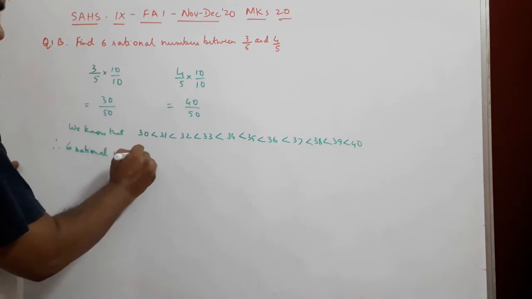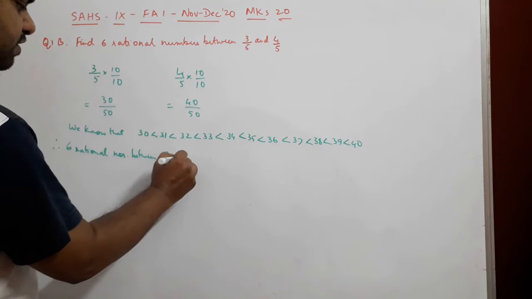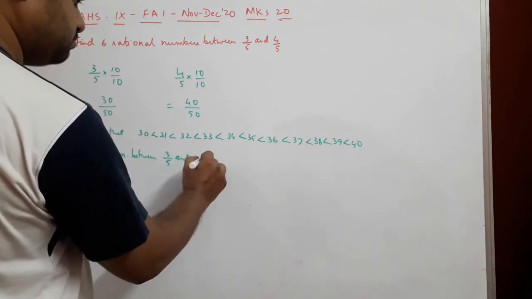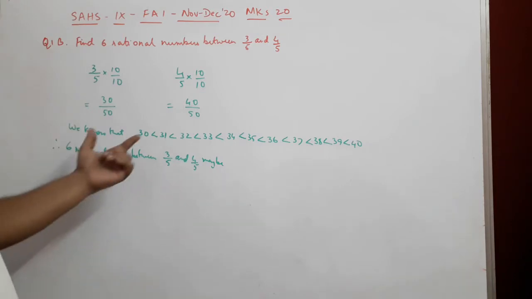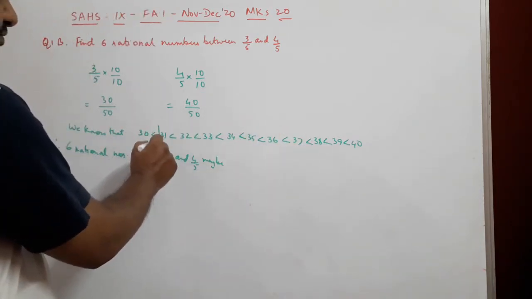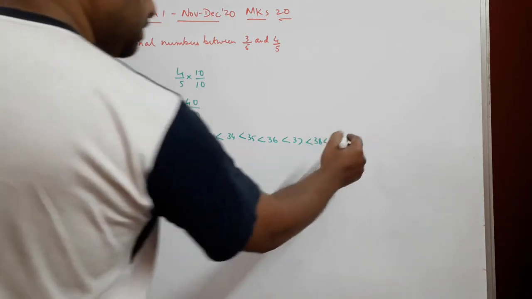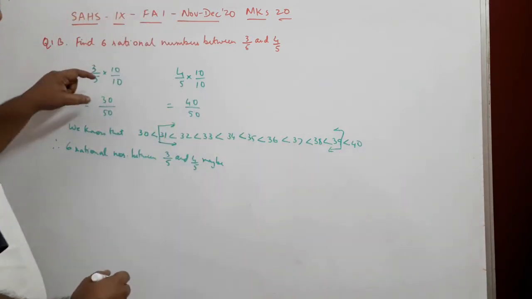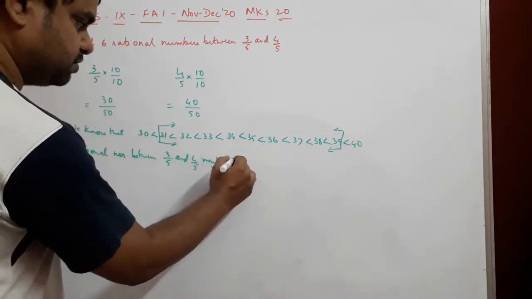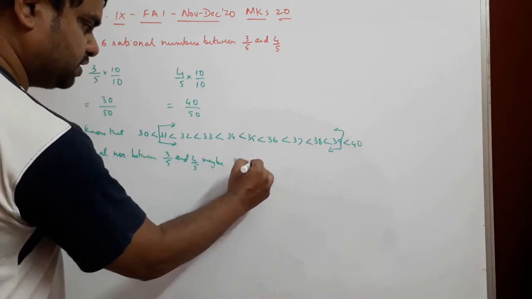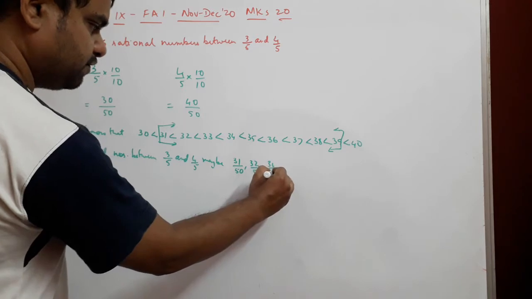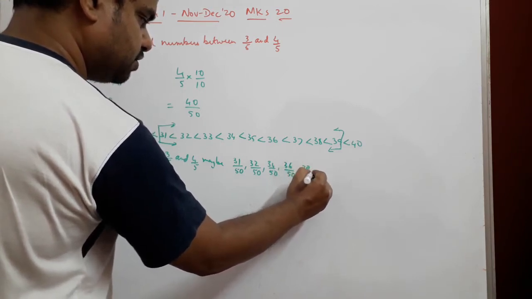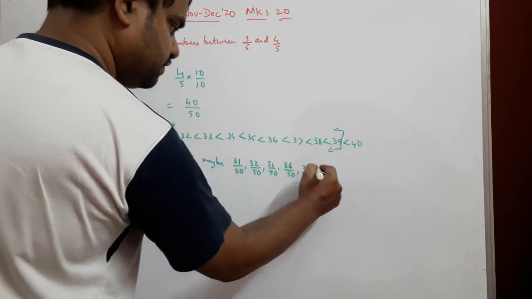between 3 upon 5 and 4 upon 5 are, or maybe, well, the reason I'm using maybe is because you have the liberty to choose any number from here right up till here, because we are asked for numbers between 30 and 40. All these numbers are in this form. Let me choose some numbers: 31 upon 50, 32 upon 50, 34 upon 50, 36 upon 50, 38 upon 50. We are asked for 6 rational numbers: 1, 2, 3, 4, 5 and 6.